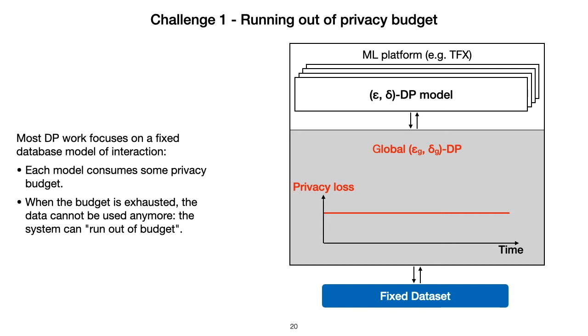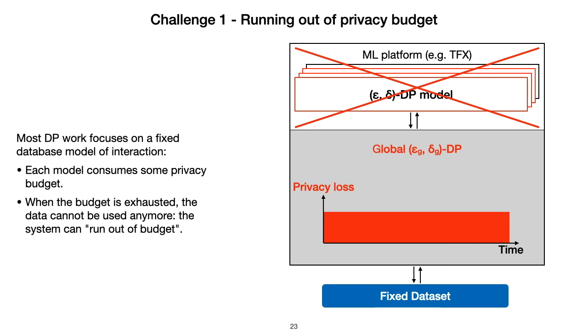The first challenge is that most differential privacy work has focused on a fixed database model, in which for each model trained, we incur some privacy loss that accumulates. And if we use this fixed database interaction model, here's what happens. We train a first machine learning model and incur some privacy loss, then a second one and its loss adds up. And when we train a third model, we reach the maximum privacy loss we can tolerate, and that's it. We're done. No new model can ever be trained, even after new data is collected, and we just run out of privacy budget.